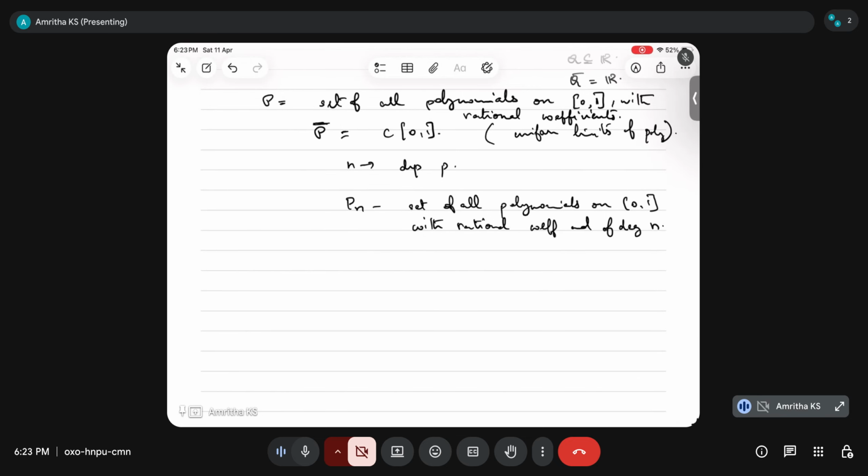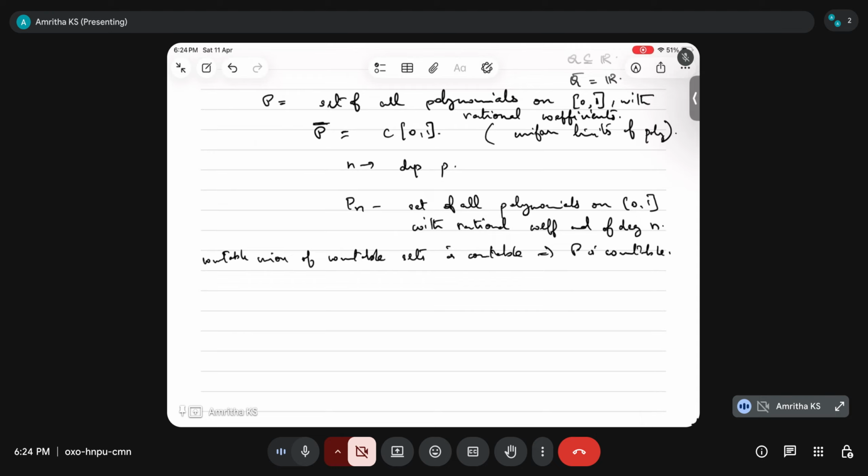Okay, once I have shown this, I know that a countable union of countable sets is countable, which implies that P is countable, right?